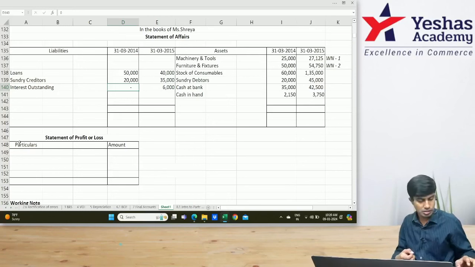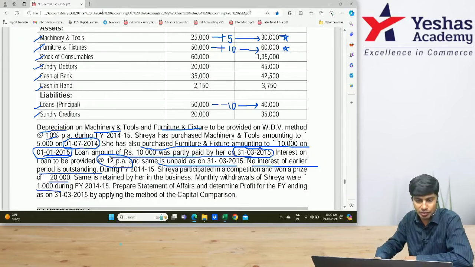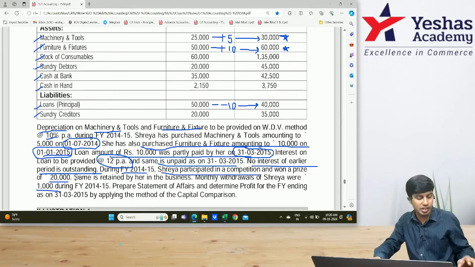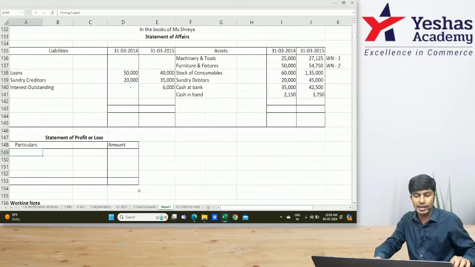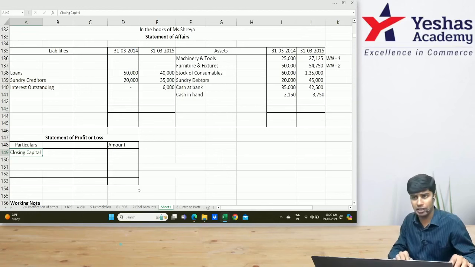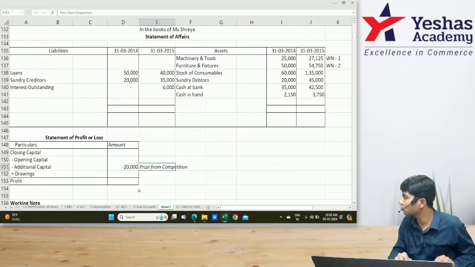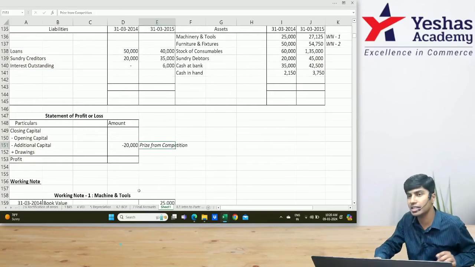Okay. Read the next part of the question. During financial year 14-15, Shreya participated in a competition and won a prize of 20,000. What is that 20,000? Closing capital minus additional capital plus drawings gives profit. How much is additional capital? Prize from competition. Everyone's understanding this?